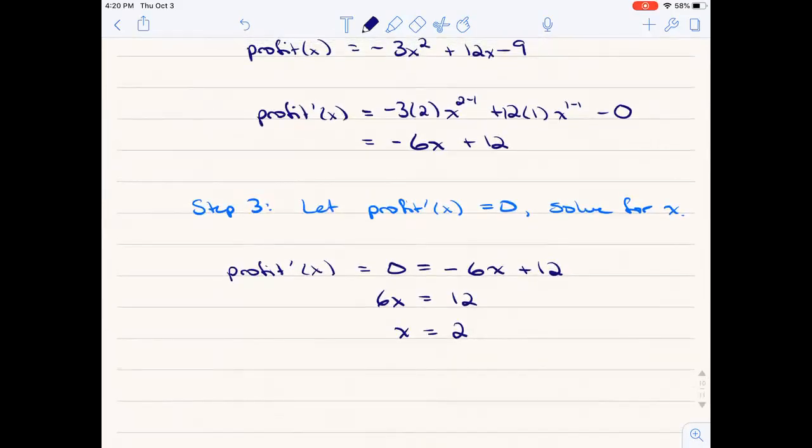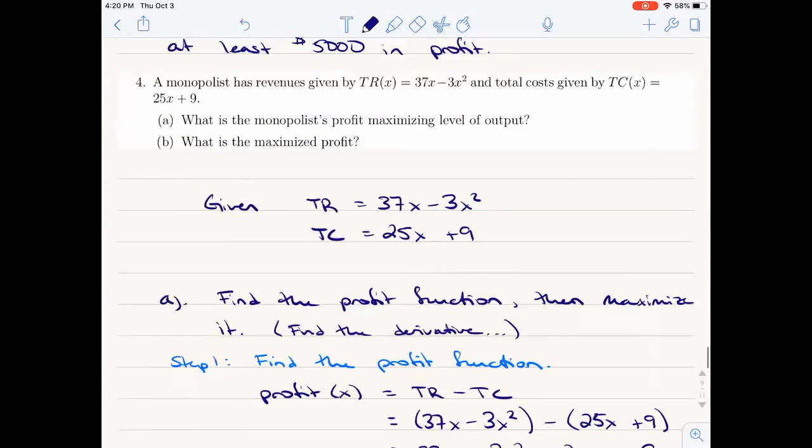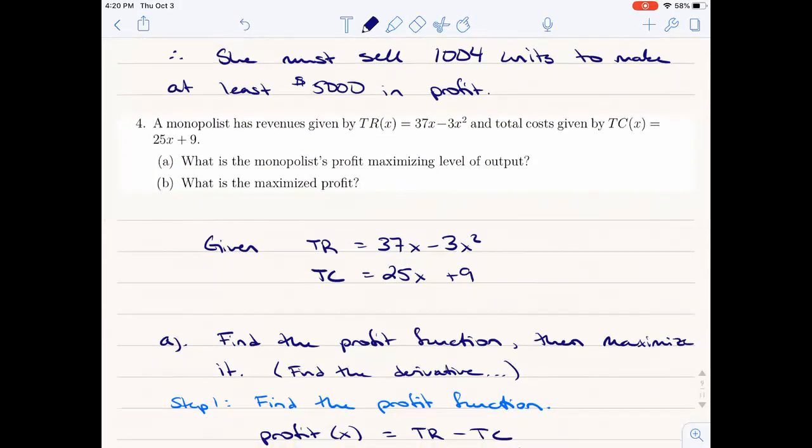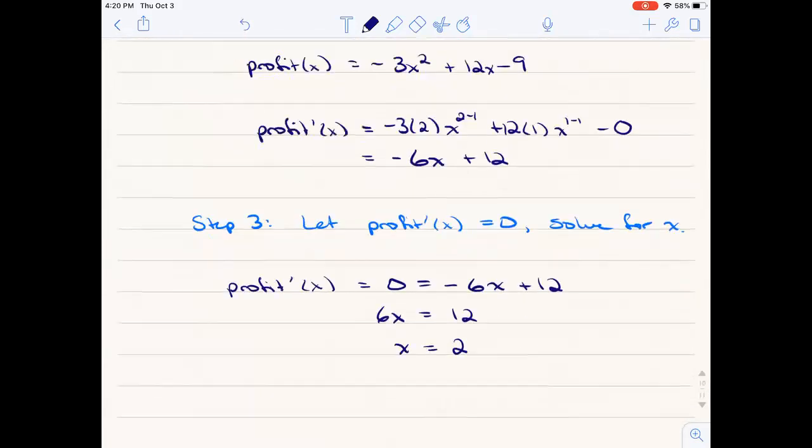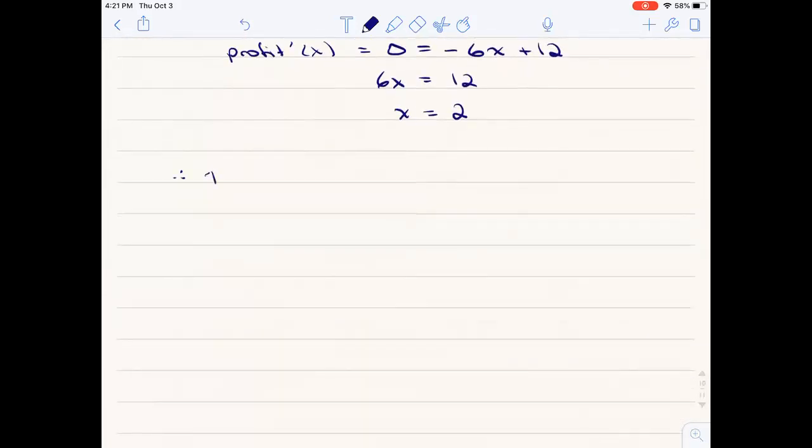This is the same as question 2 that we did, right? Essentially, we just had to build that function, and then we take the derivative, set it equal to 0, solve for x, and then we're going to plug in that x into our profit function, right? And so part A asked, what is the monopolist profit maximizing level of output? So we can answer, therefore, the profit maximizing level of output is x equal to 2.